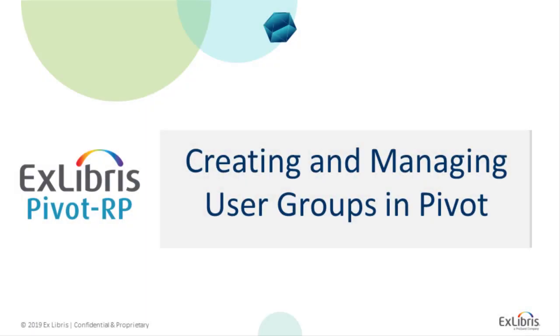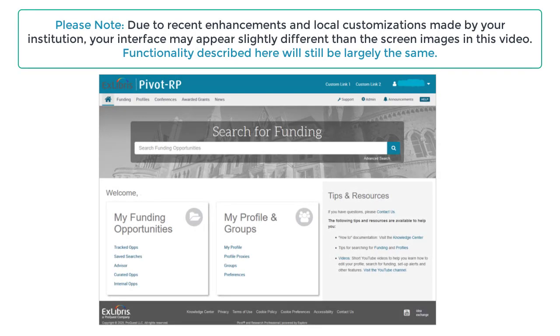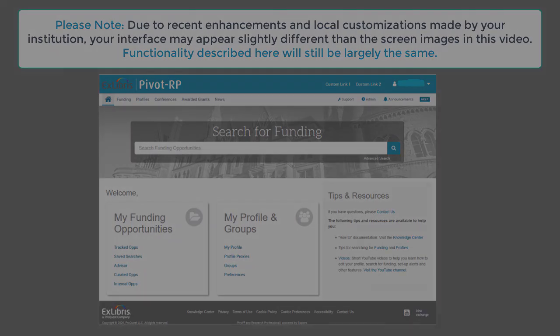This video explains how to create and manage user groups in Pivot. Please note, due to recent enhancements and local customizations made by your institution, your interface may appear slightly different than the screen images in this video. Functionality described here will still be largely the same.